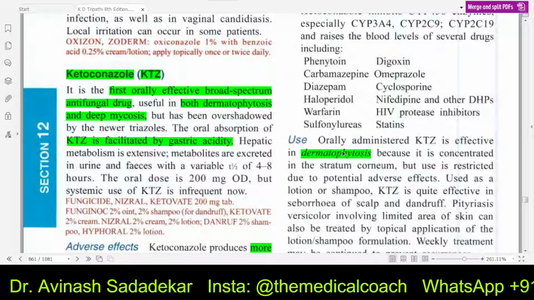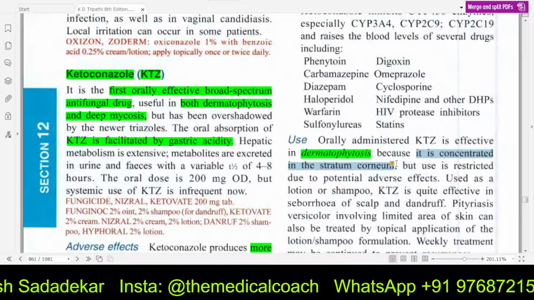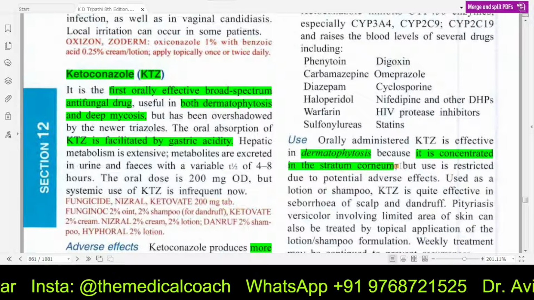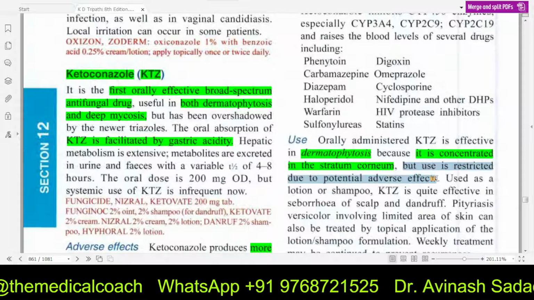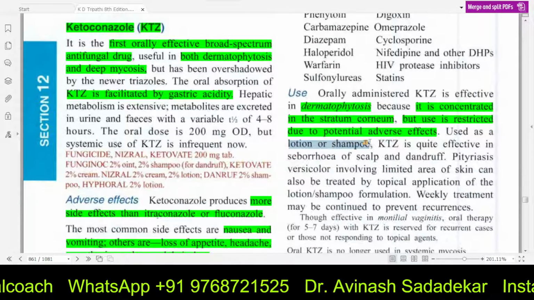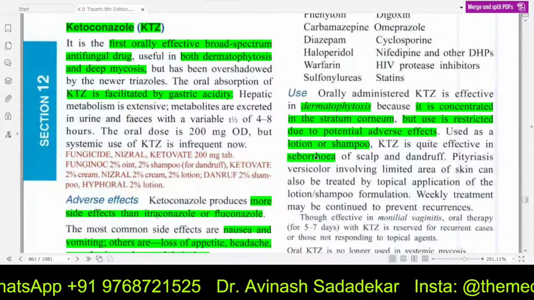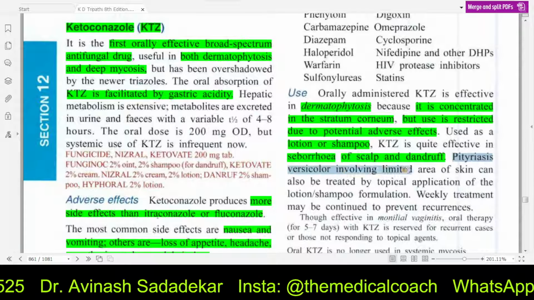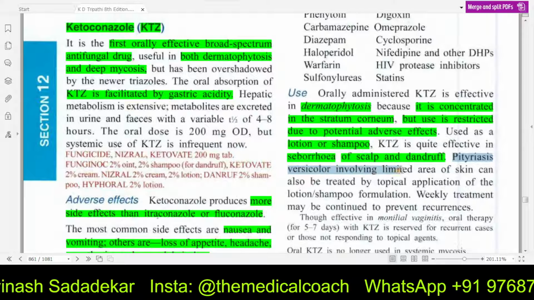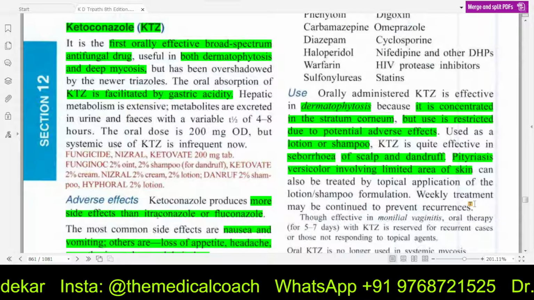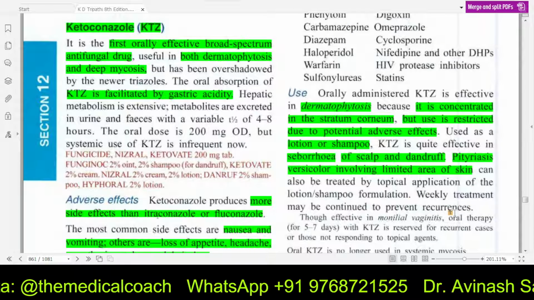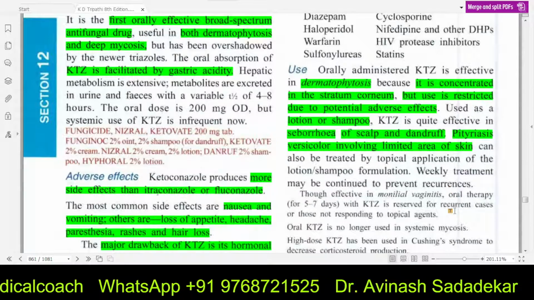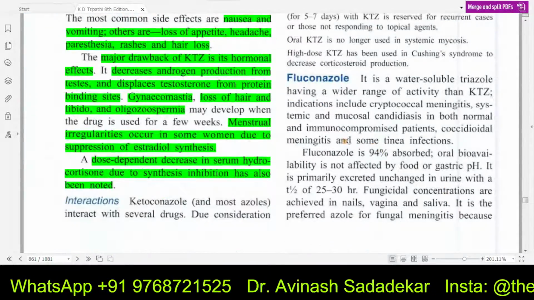Effective in dermatophytosis because it is concentrated in stratum corneum, but it's restricted because of adverse effects. We use it as lotions or shampoos, pretty effective in seborrhea of scalp and dandruff. And if you know a disease called pityriasis versicolor in a limited area of skin, you can even give topical application for this. Weekly treatment has to be continued for preventing recurrence.